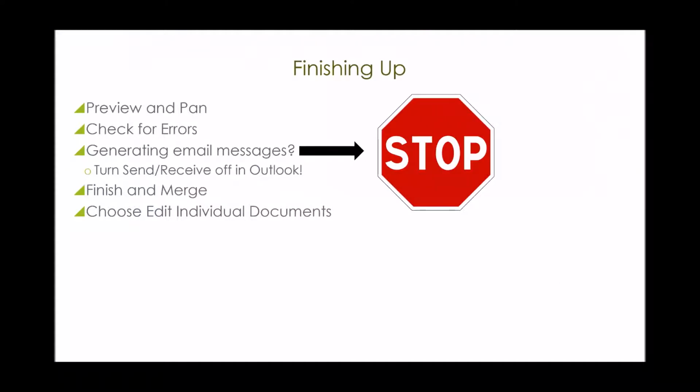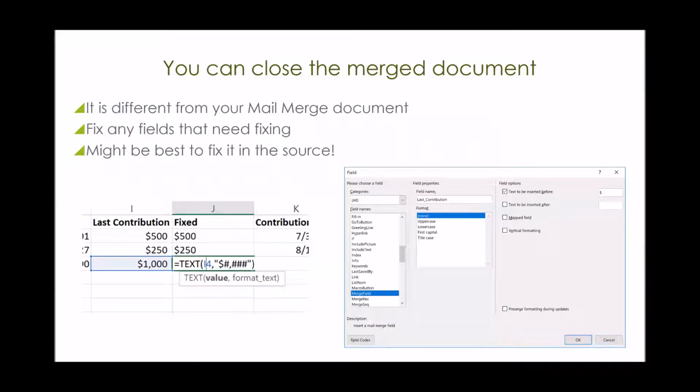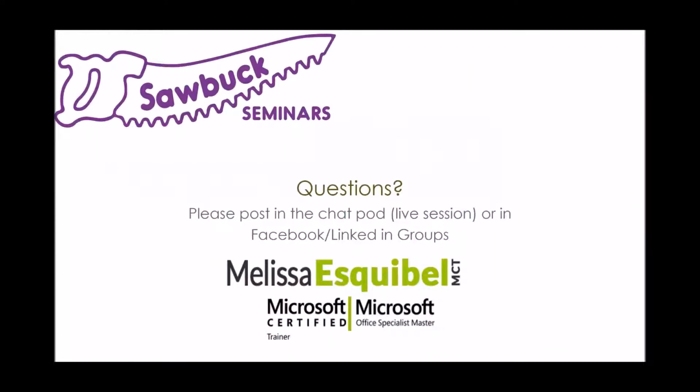So finishing up: preview and page through, look for errors, generate the email message, make sure you turn send/receive off, and always choose edit individual documents. Don't just send them to print. We talked about this. You can close the one that's called letters 1. You can name it whatever you want. Those are the fixes we did for text.